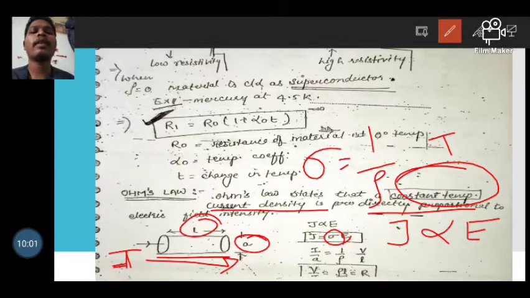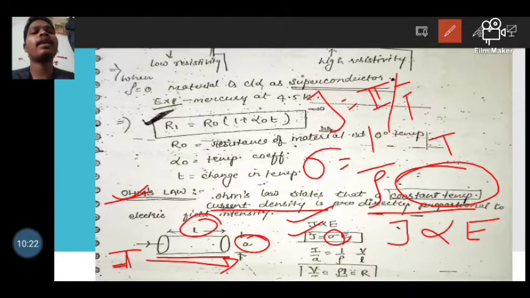So the current will be flowing like this. Here Ohm's law is saying that the current density is directly proportional to the field intensity. So by applying the proportionality constant, J is equal to sigma into E. We have known the formula that J is equal to I divided by A.